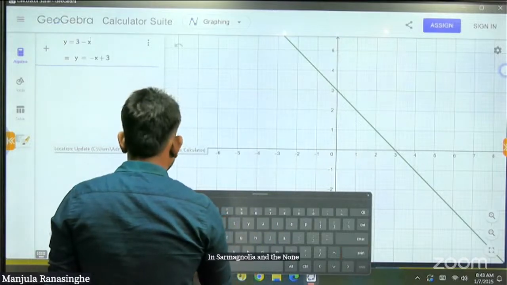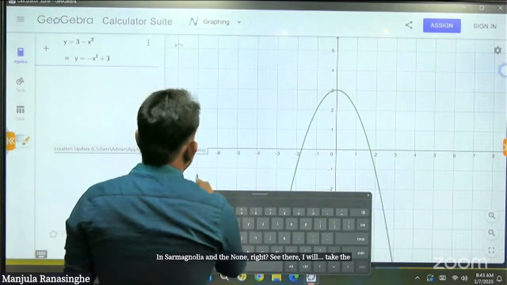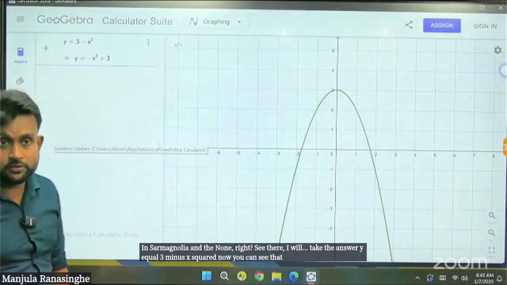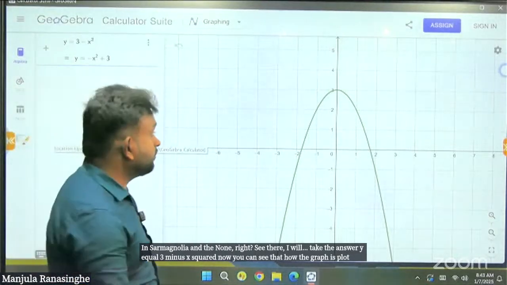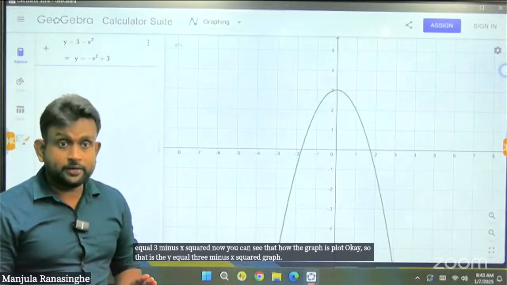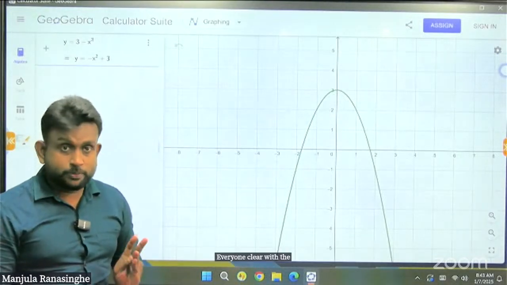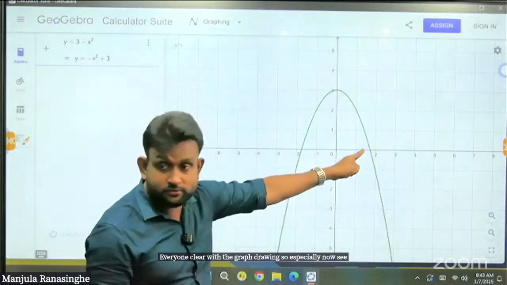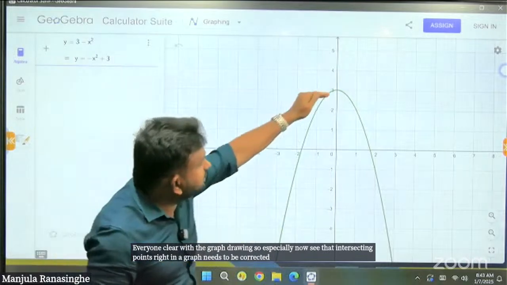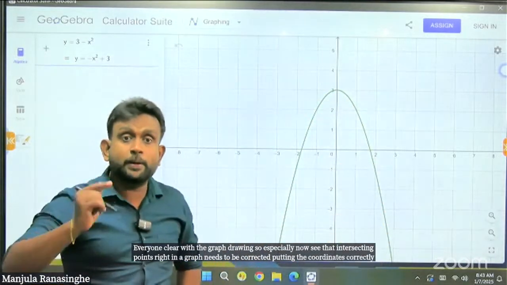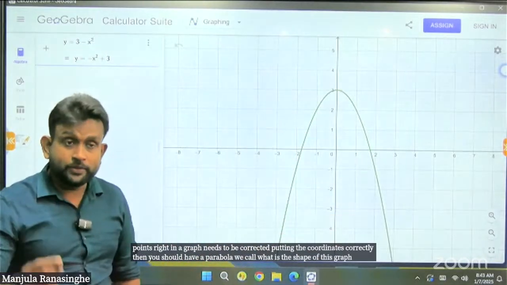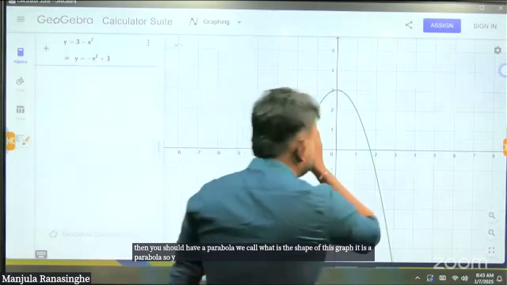Right, see there, I will take the answer y equals 3 minus x squared. Now you can see how the graph is plotted. Okay, so that is the y equals 3 minus x squared graph. Everyone clear with the graph drawing? Especially see the intersecting points in a graph; they need to be correct. Plot the coordinates correctly, then you should have a parabola. What is the shape of this graph? It is a parabola.